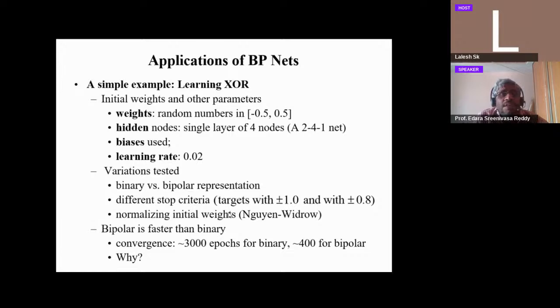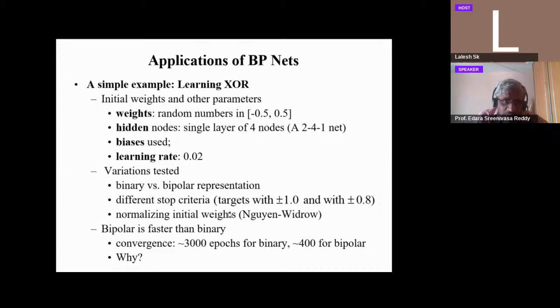Variations tested: binary versus bipolar representation, different stop criteria, and normalizing initial weights. Bipolar is faster than binary. You can use -1 and 1. Don't use 0 and 1; you assume 0 as -1. So convergence takes 3000 epochs for binary, whereas 400 epochs for bipolar.